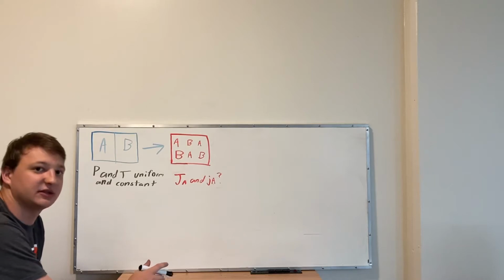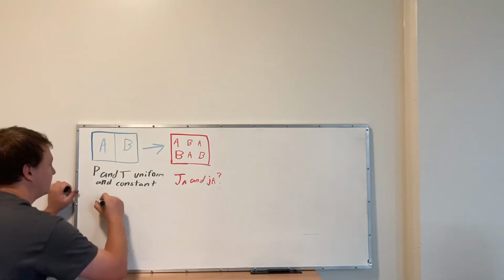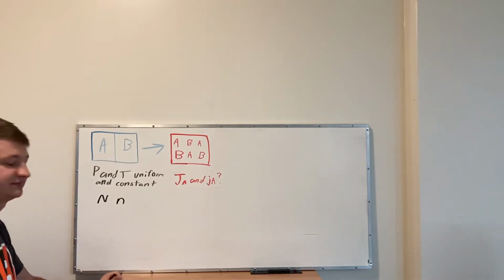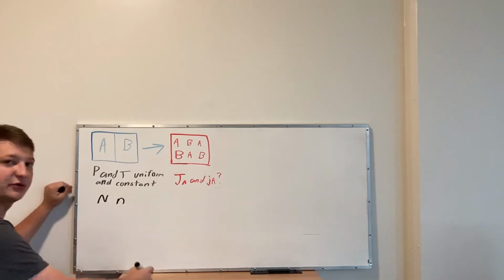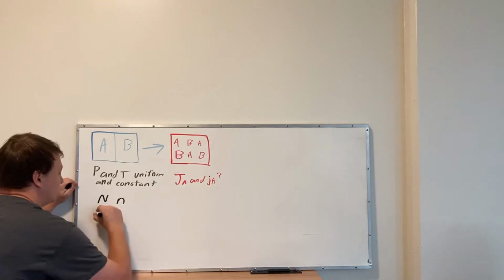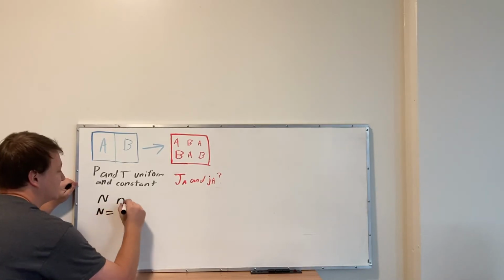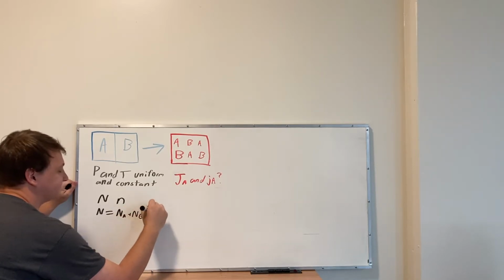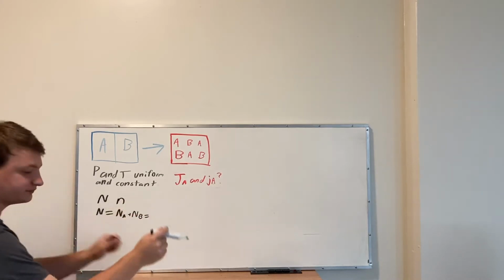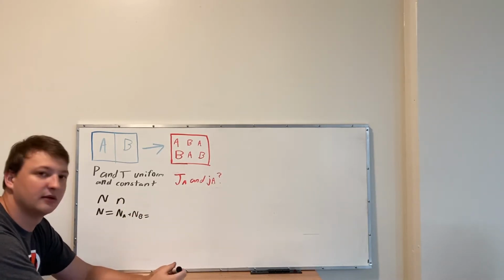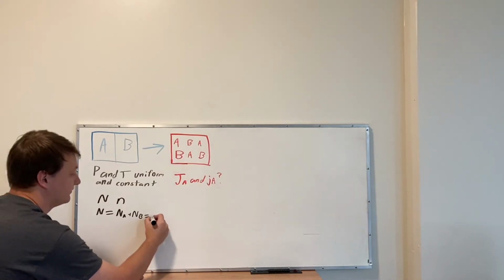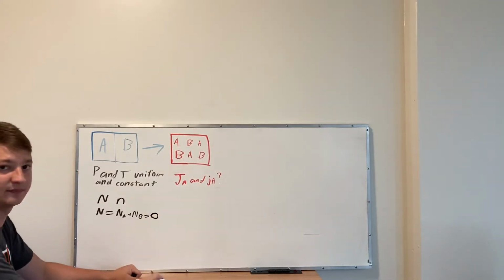Now to start this, we're going to look at the relationship between total molar flux and total mass flux, no diffusion. We're going to start with total molar flux. We have total molar flux is the sum of the component molar fluxes, A and B. Now, what does that equal? That equals 0. But how do we know that?